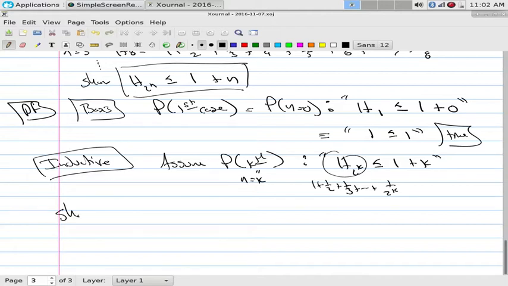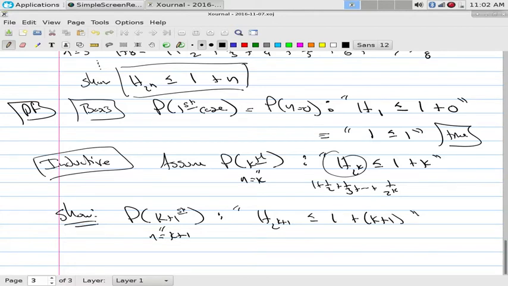What do I want to show? P of k plus 1. Well, I'm just going to say that's n equal to k plus 1. What does that denote? That means H of 2 to the k plus 1 needs to be less than or equal to 1 plus k plus 1. Everybody okay with that?